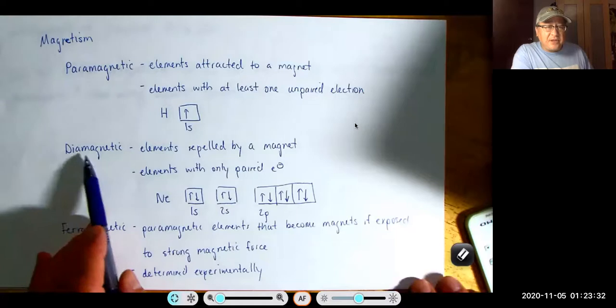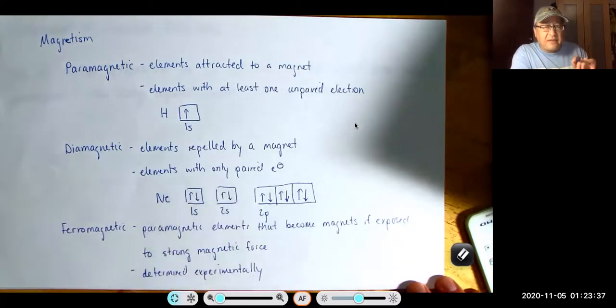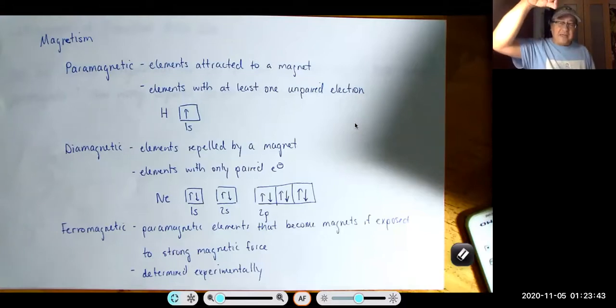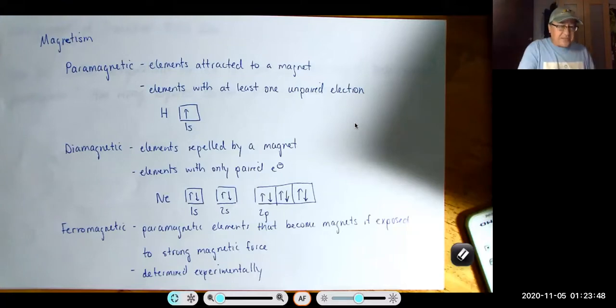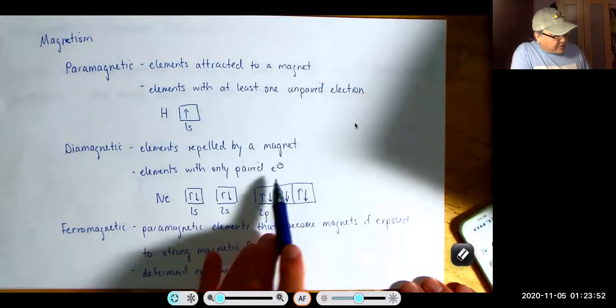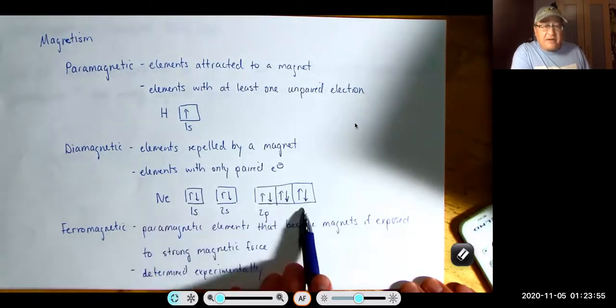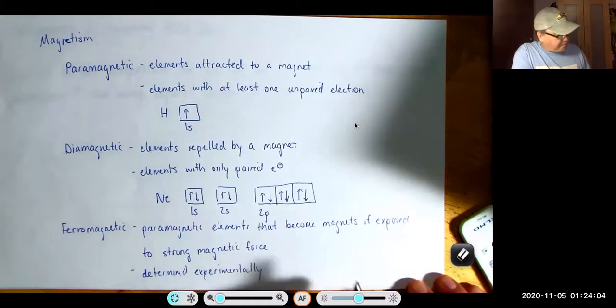Diamagnetic are elements repelled by a magnet. And again, slightly repelled for most elements, and it's hard to detect. You need sensitive equipment. You can't just hang an element by a string and take it to a magnet and see if it's being repelled or attracted. It's more sensitive than that. These are elements that have only paired electrons, like neon, which has all paired electrons. And when we say paired electrons, we're talking that each orbital has 1 spin up and 1 spin down electron.